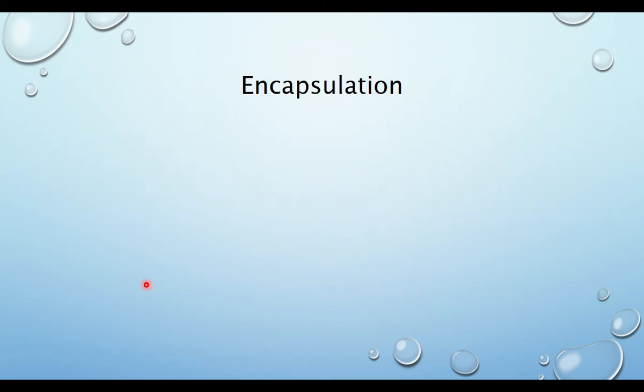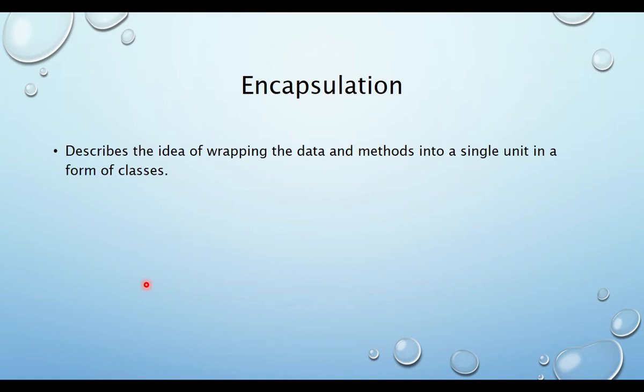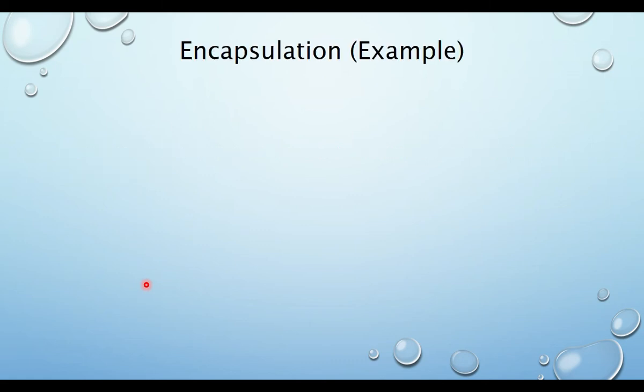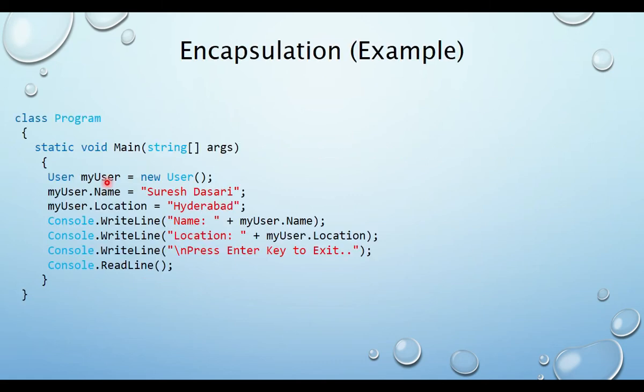Encapsulation. Encapsulation is the idea of wrapping the data and methods into a single unit using classes. Let's have some examples of this. This is an example of a class. In the main method, we have created an object out of the user class. But at this moment, we don't know the definition of the user class.